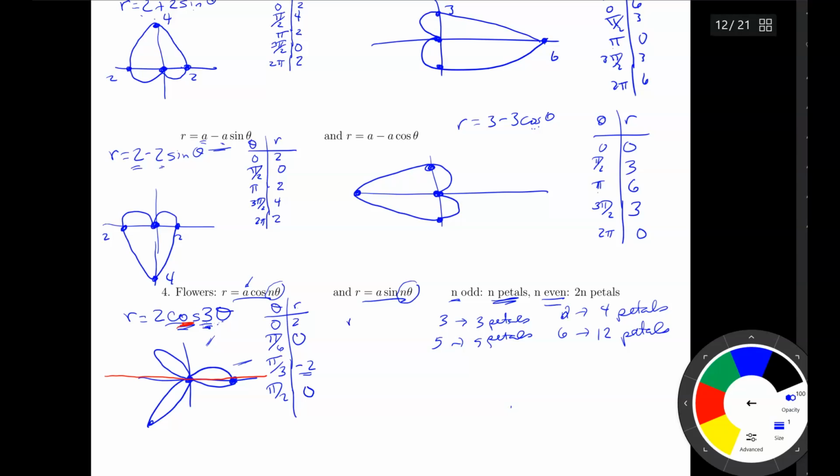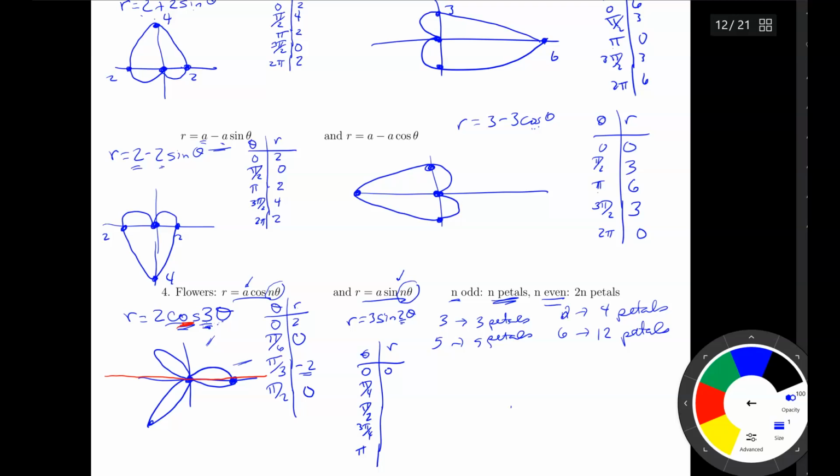So let's do r equals 3 sine of 2 theta. If I have 2 here, that means I'm going to have 4 petals. So let's plug in some thetas and find out what some r's are going to be. I'm going to do 0, pi over 4, pi over 2, 3 pi over 4, and pi. Let's see what I can find out and see what symmetry I can use. Sine graphs are going to be symmetric with respect to the y-axis.